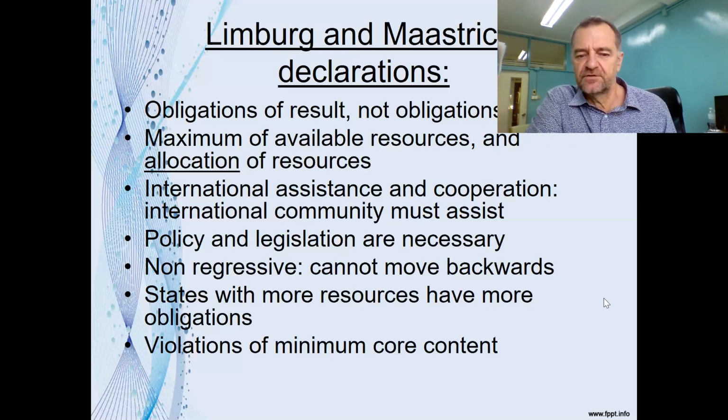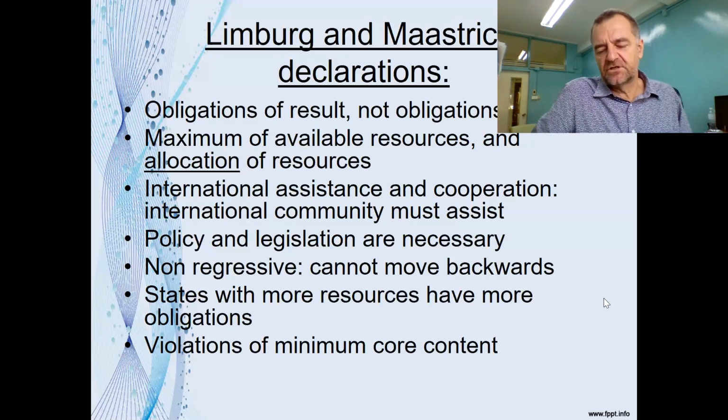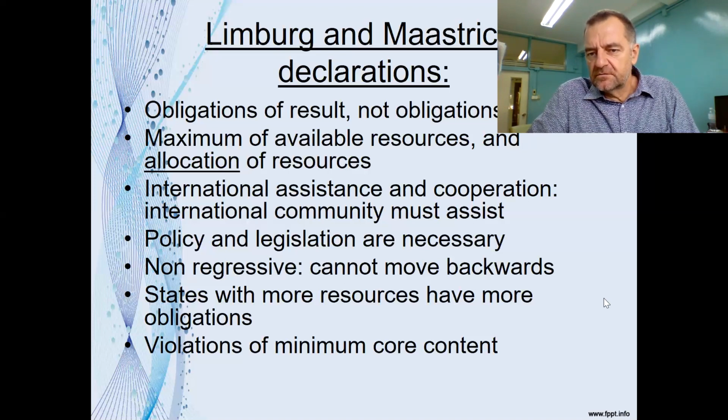Also in terms of resources, obviously states with more resources have more obligations. So the richer you are, the fewer people should be homeless, or the more kids should have education. And they also made clear that violations of minimum core were human rights violations. So coming back to the example of the woman begging, because she's begging may not be a violation, but there may be some minimum core violations there if she's hungry and can't afford food. And in order to work out if there is a violation, you can go through these Limburg and Maastricht standards in terms of, are there obligations of result? Is there any regression? What's the policy? And so on. Okay, so we're going to pause here.